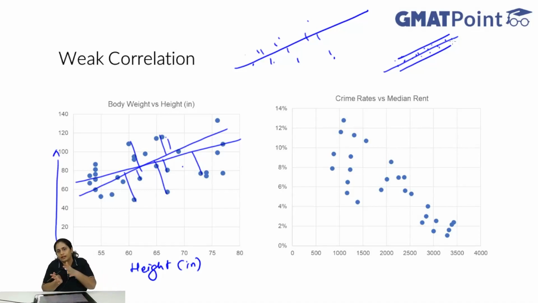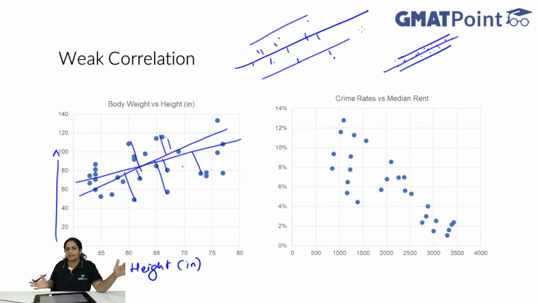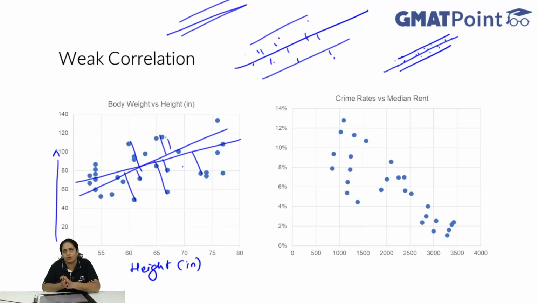If the tube around the line is very wide, if I consider the area of the points around the line, if the area of the points around the line is very wide, then it's a weak correlation. If suppose this is the line, and all the points are very concentrated in and around the line, it's a strong correlation. In this case, while the trend is generally positive, it's a positive correlation, they are kind of spread out away from the line as such. The variance from the line is higher, and because clearly the points are fairly away from the trend line, we can say that this is a weak correlation.